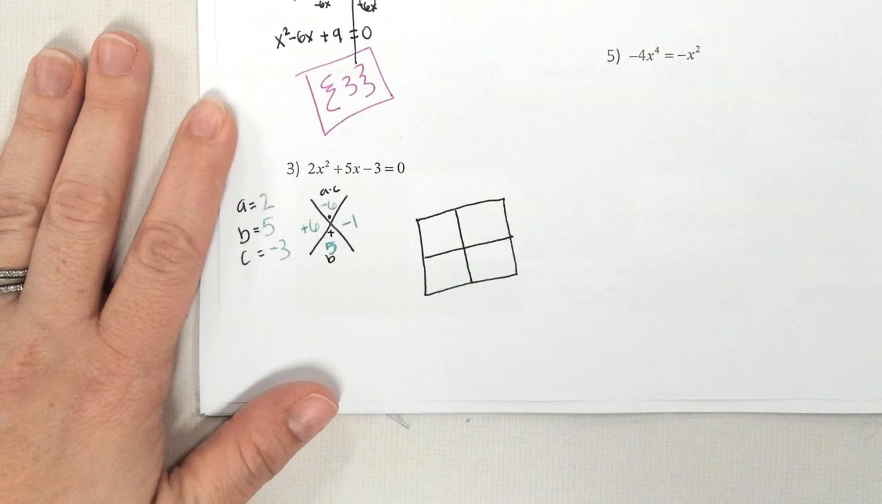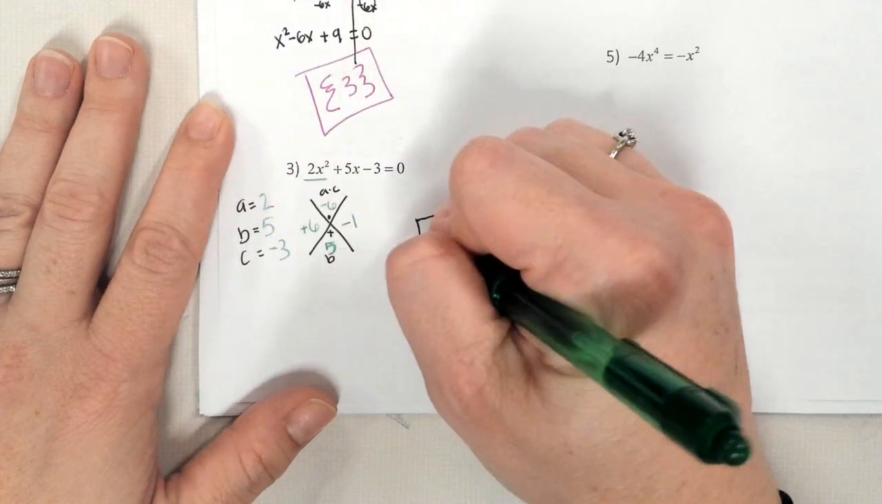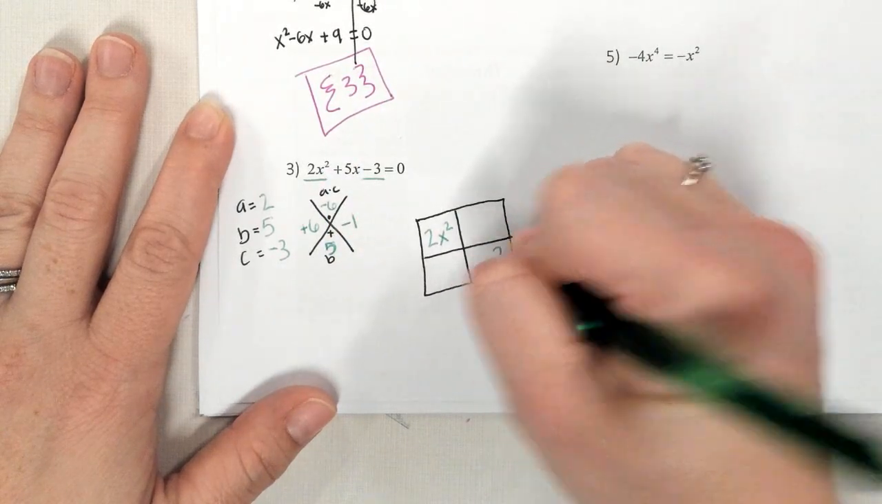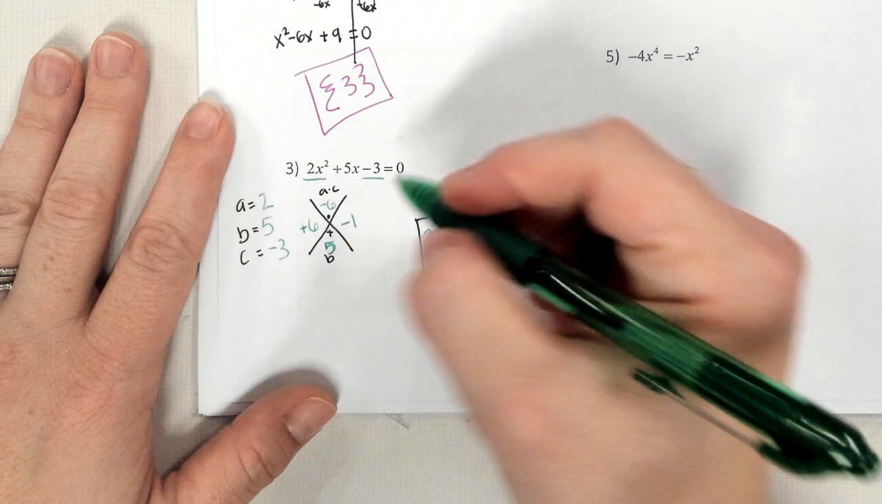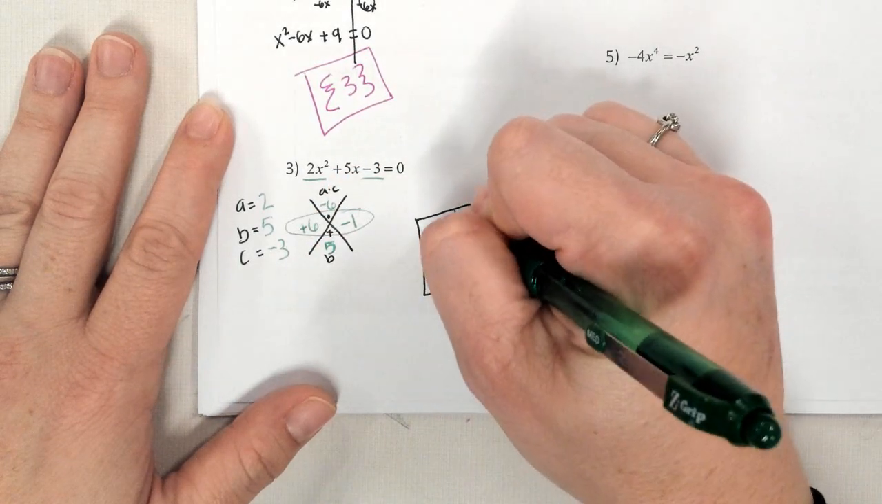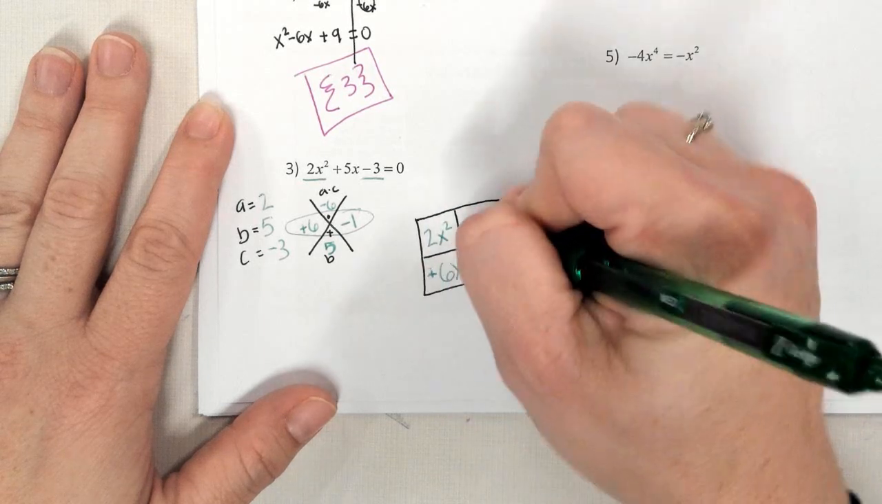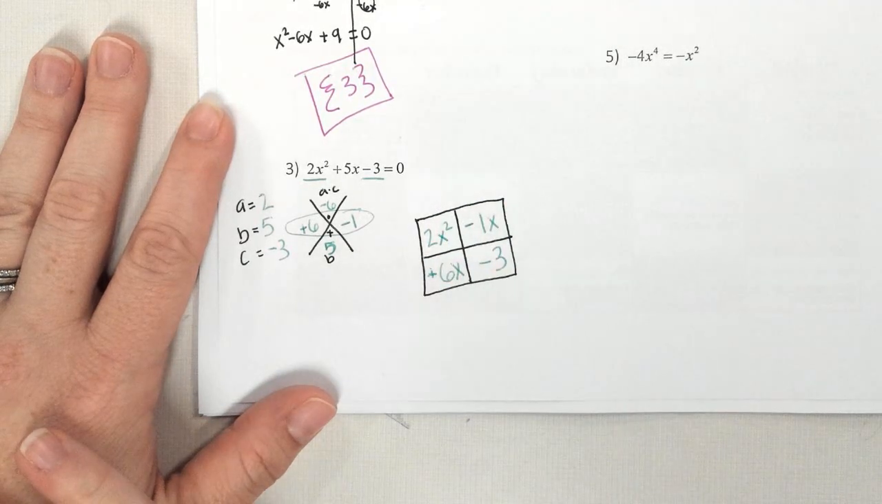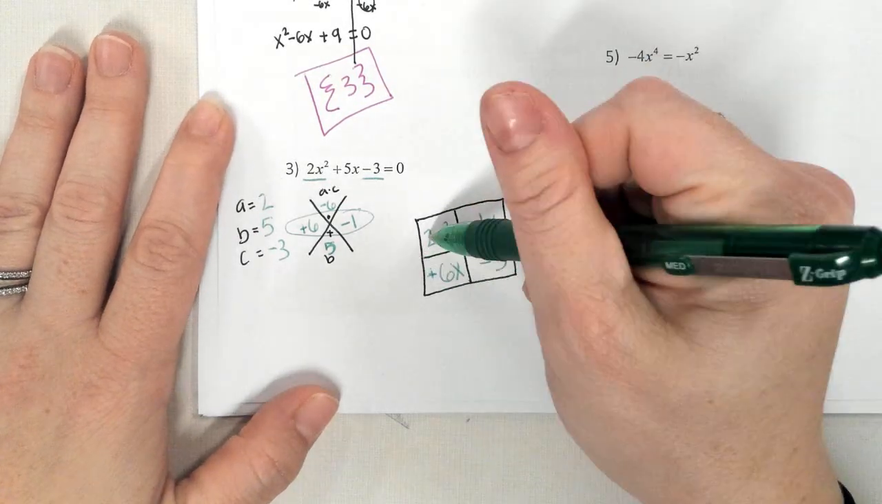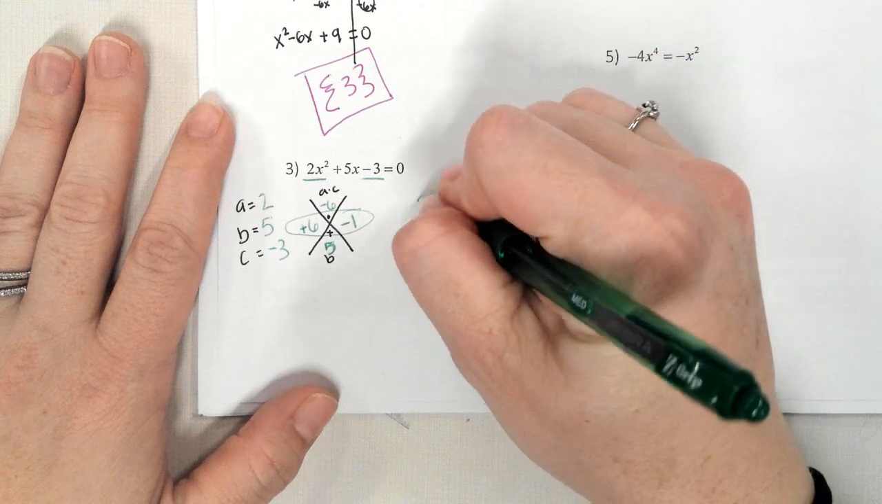So just a reminder, first term goes in your first box, last term in your last box, and then this is my split B. So positive 6, -1, and then don't forget your x's. And now it's just GCF. So I always start with my smallest number. Does 2 go into 6? Yes. So that's my GCF.